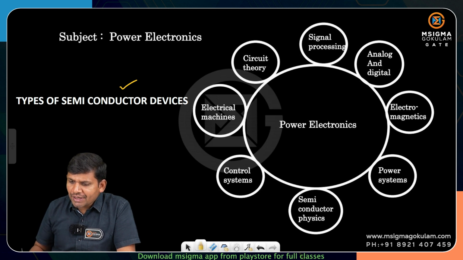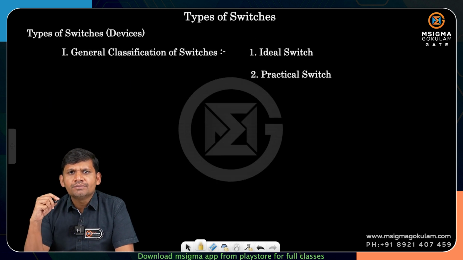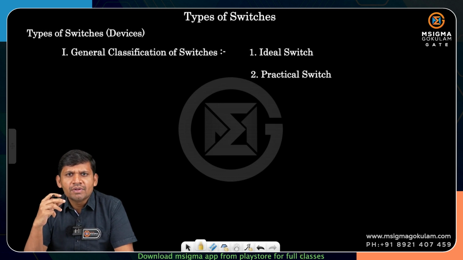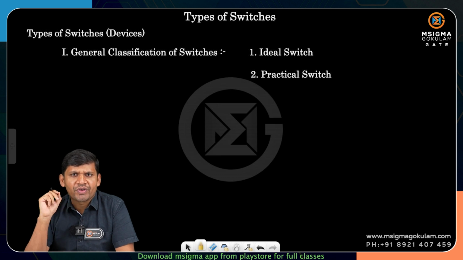Students, all of you concentrate. We know that there are different types of semiconductor devices. Here I am giving different classifications. First, I am giving the general classification.